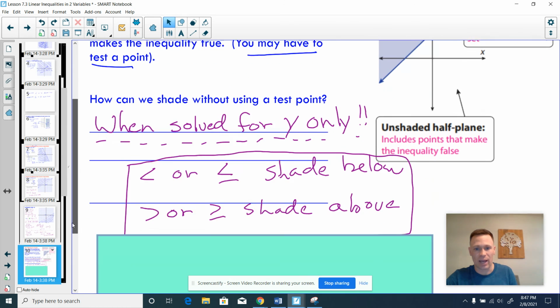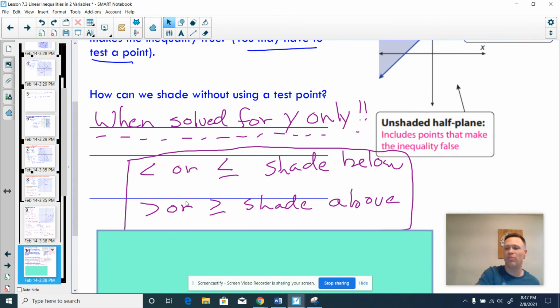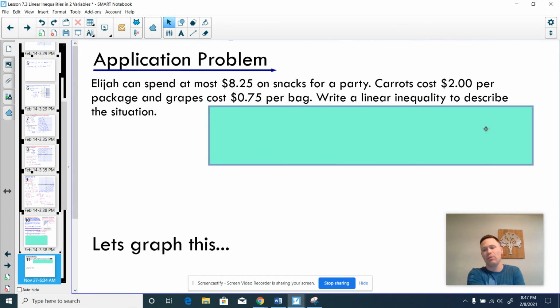This makes sense, and I would highly recommend that you do it. If you solve for y, then it's pretty simple to figure out where you're shading. All right, so again, less than or equal to, shade below. Greater than or equal to, above. All right, we got our application problem, then we're going to be done. So let's get it done.